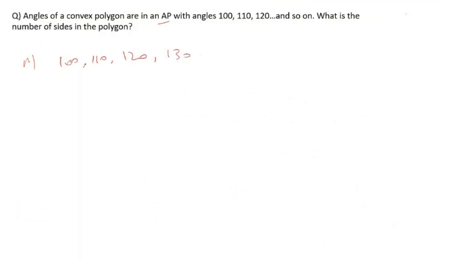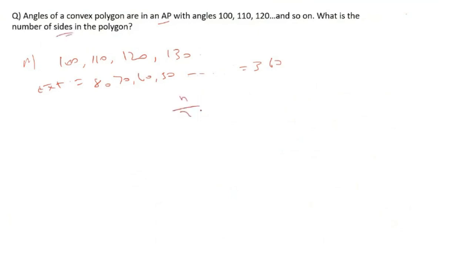So exterior angle, we just saw that will be 180 minus the interior angle because of the linear pair thing. So if we were to write the exterior angles for this, those will be 80, 70, 60, 50, and so forth, right? And we know that the sum of these can only be 360 degrees. So the sum of this AP should be 360 degrees. And basically, we just need to find the number of terms in this AP. That is what this question is about now.